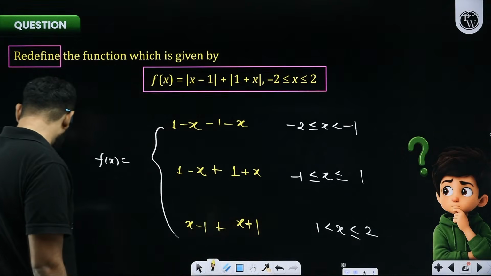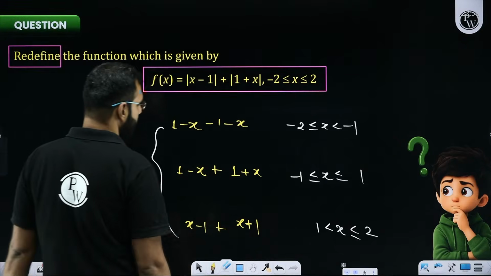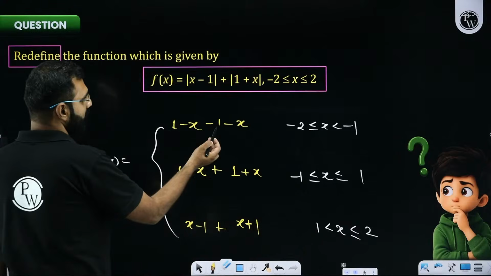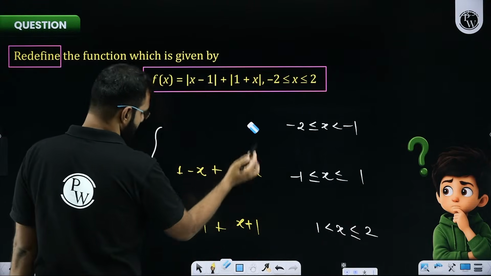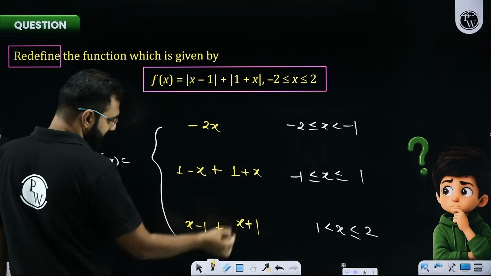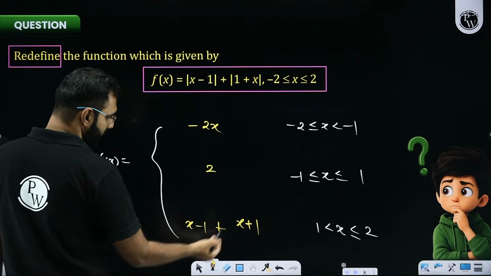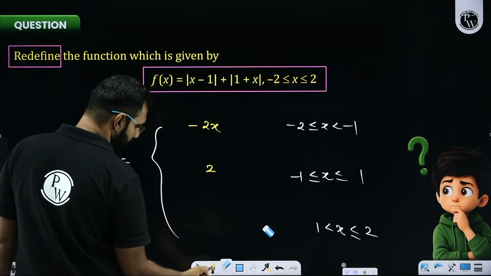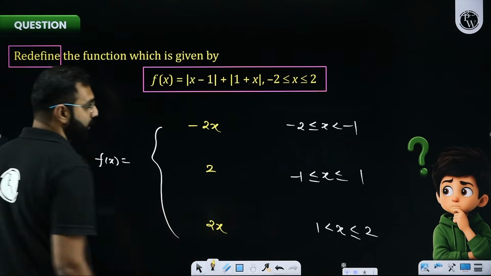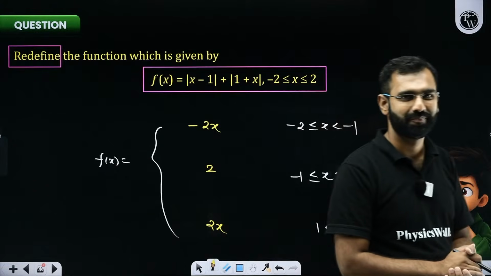So with this, sir, is it done? No. Let's simplify it further so that we can finally write it in a better format. So 1 and 1 are cancelled, and -x - x is -2x. So this is defined as -2x. Here, x and -x are cancelled, so this will be simply 2. Here, -1 and 1 are cancelled, so it will be simply +2x. So this is how f(x) will actually be defined.